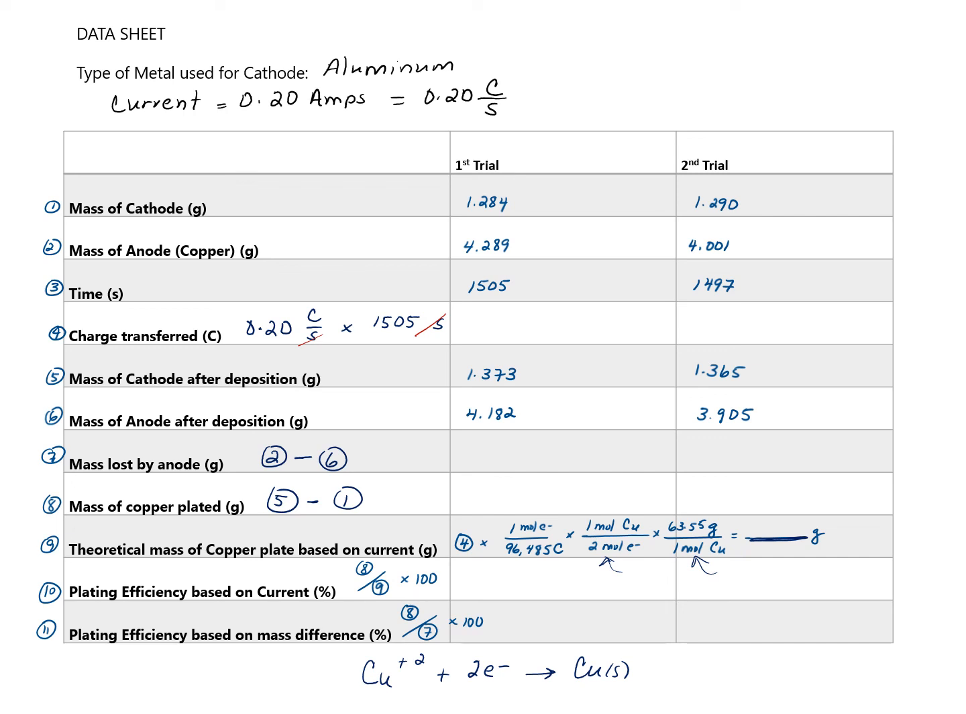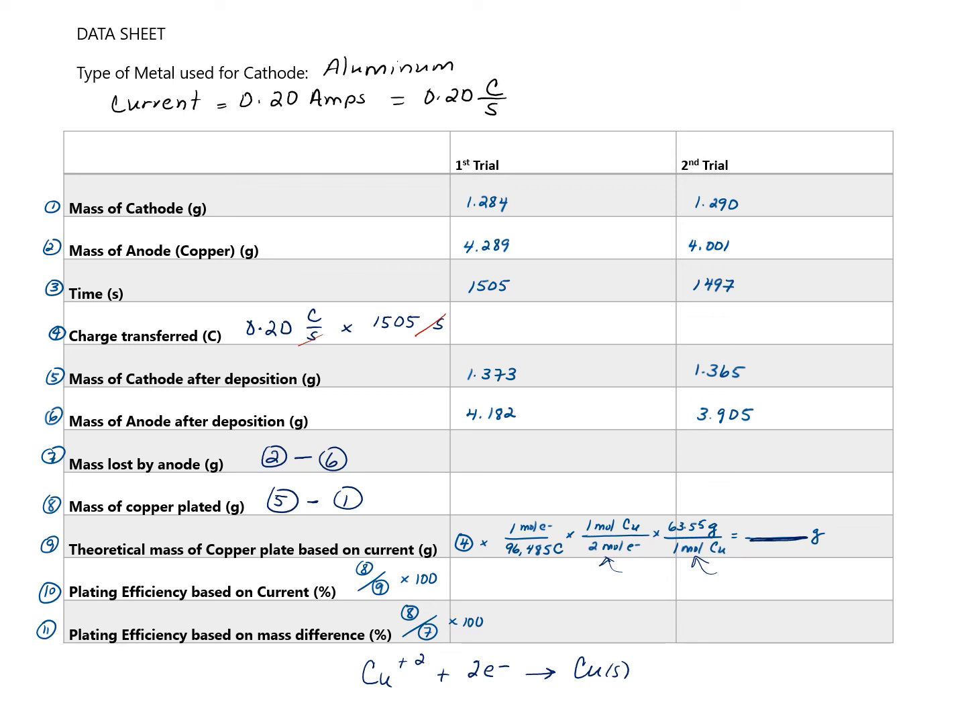What you're calculating in number 9 is your expected amount. So you're expecting to get that number, but you might have something a little bit different because things can happen while you're performing the experiment. So when you do your 8 divided by 9 times 100, that will give you your plating efficiency based on current. And then the last one here, you're calculating the plating efficiency based on mass difference.